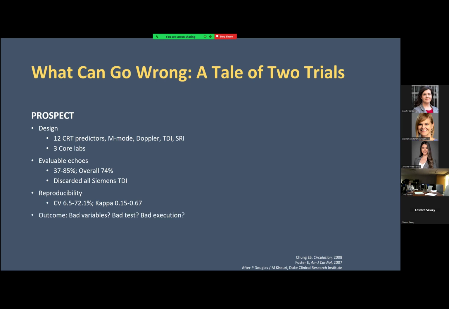So the outcome of the study was it bad variables? Did we have bad data collection? Did we not execute the study well? There were things that it wasn't clear because there were multiple factors going on. But the statistics claimed that it was a negative trial overall.